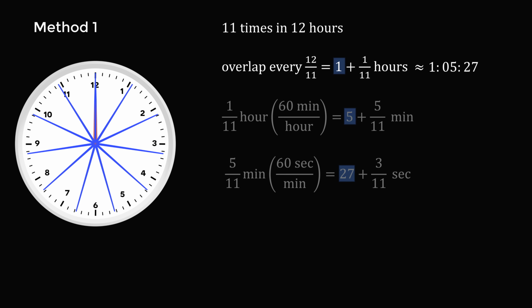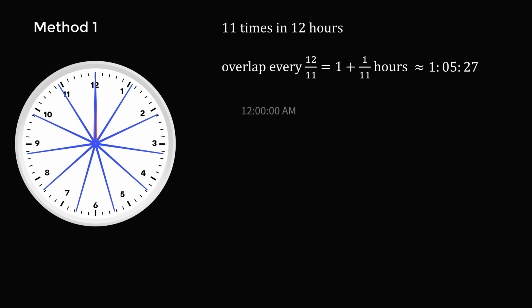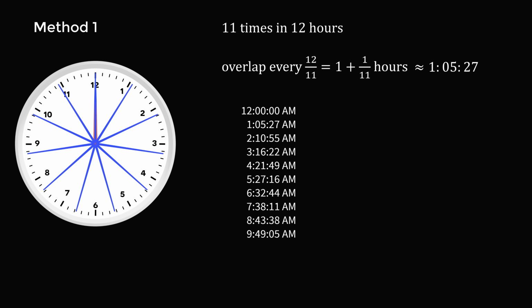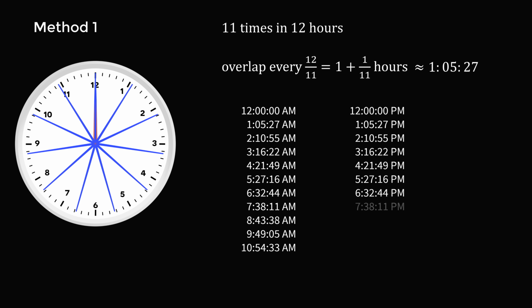So we now calculate the precise times. We start out with the first overlap at 12 midnight, and then we just add this interval. So the next one will be 1:05:27, and we just keep adding this. We will be able to calculate the precise times that the hands overlap. So we end up with 11 times in 12 hours, and then we basically repeat these in the PM. So this will give us a total of 22 times in 24 hours for one day.